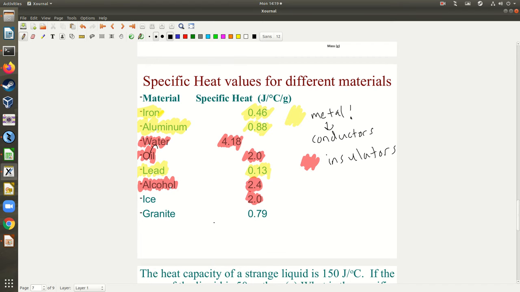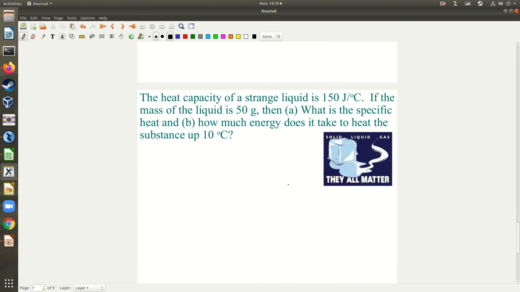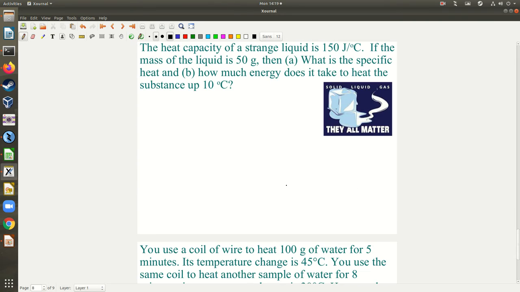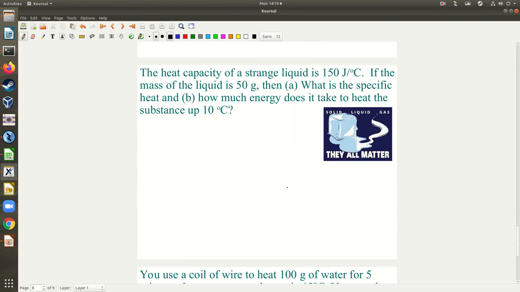So I should do a few practice problems. The heat capacity of a strange liquid is around 150 joules per degree Celsius. If the mass of the liquid is 50 grams, then what is the specific heat and how much energy does it take to heat the substance up 10 degrees Celsius?